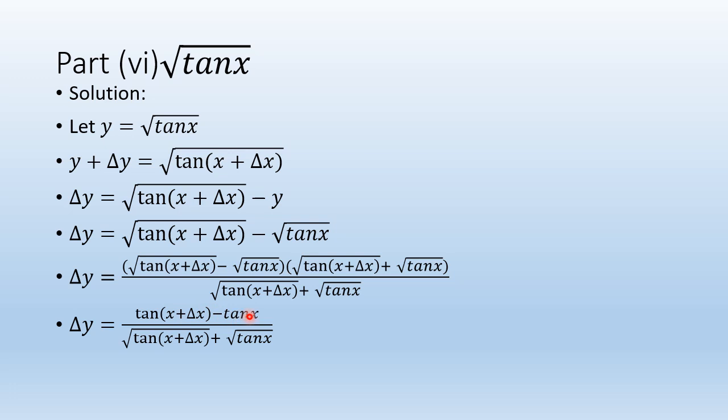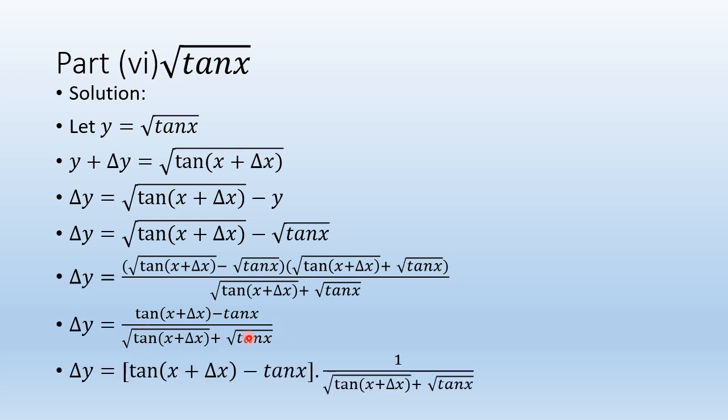Tan x plus del x minus tan x. Now what do we do now? We are going to separate these two: tan x plus del x minus tan x, and this denominator we are going to write separately. Here you can see. And what happens now? We are going to convert this tan and this tan into sine by cos, and we are not going to change anything in this expression. This will remain as it is till we get to the answer.